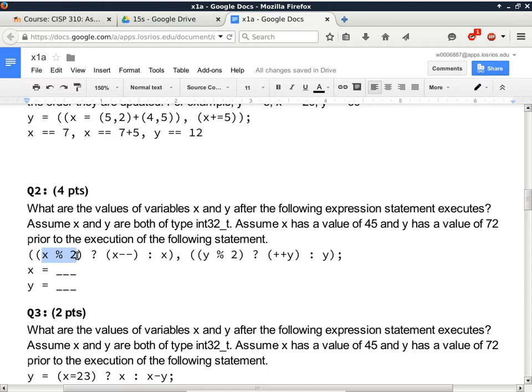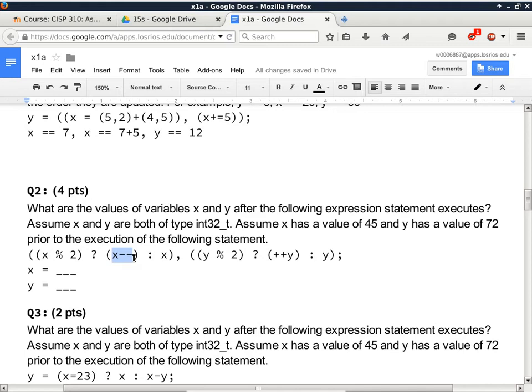Okay? And I'm hoping no one in this class needs a calculator to find out that 45 divided by 2 has a non-zero remainder. Because in that case, this would be the wrong class for that person. I mean, you got to know your arithmetic and how to do things before you tell a computer to do the same thing. So that means x mod 2 is 1. 1 is non-zero. If it is non-zero, we evaluate the second expression. So in this case, the second expression is a post-decrement.